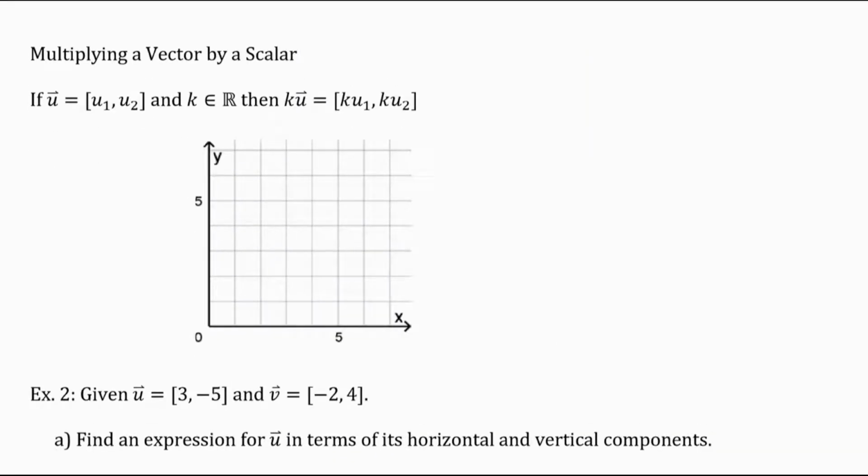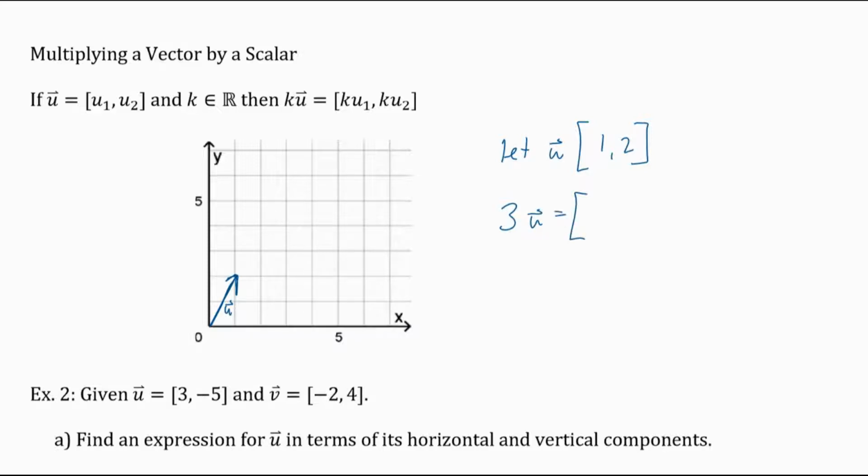Okay, what about multiplying a vector by a scalar? That was the other thing that we looked at. So I'm going to draw a vector like this, and I'm going to call it vector u. Okay, so here's vector u. And so vector u is 1, 2. So then what would 3 times vector u be?